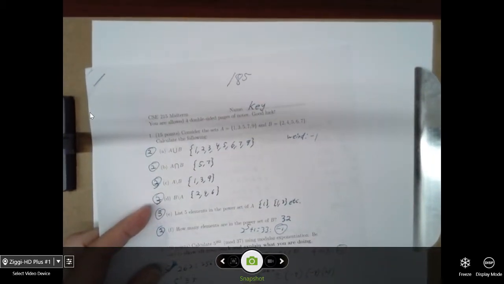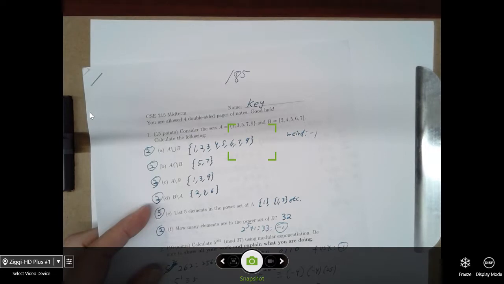So let me go ahead and make some comments on this. It was graded out of 85, and then I scaled it up to 100%. So your percentage grade in Canvas, and at the end, is out of 100. Question 1 was on set theory, so doing some set operations.